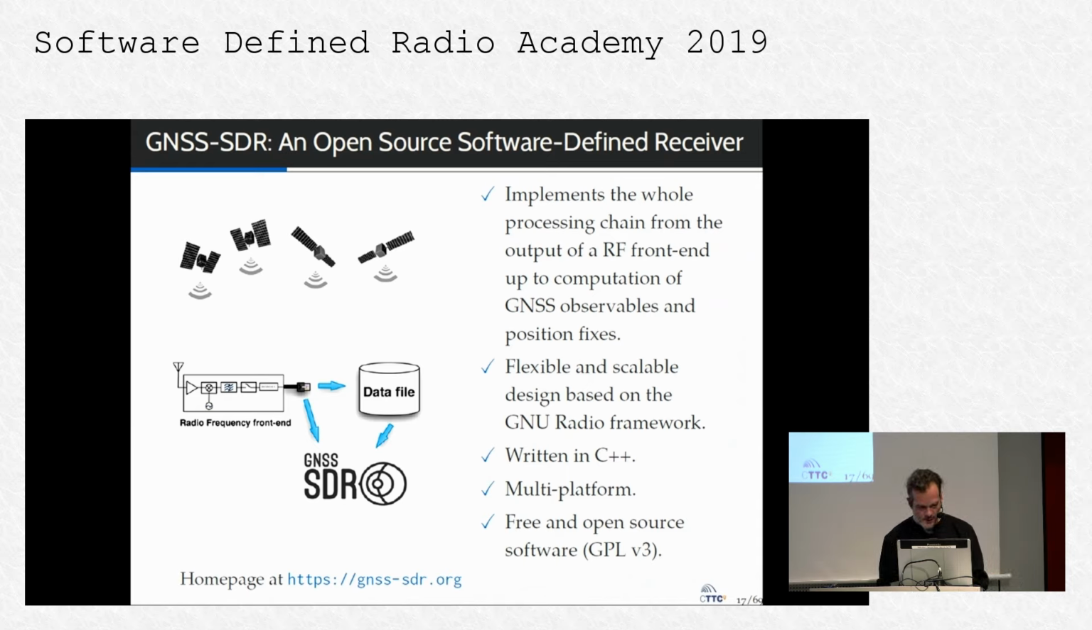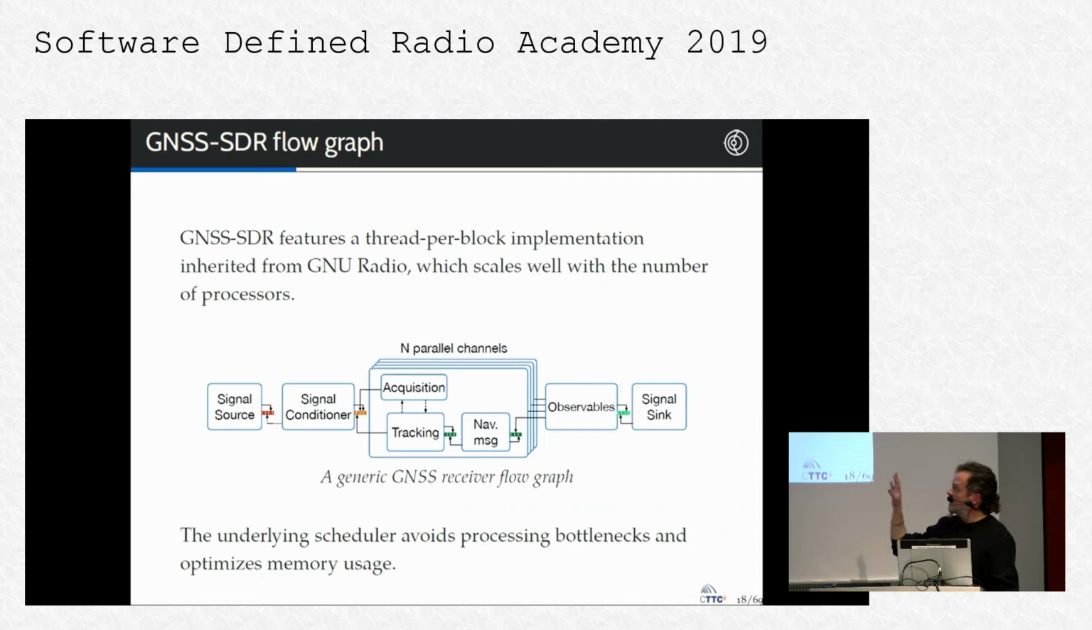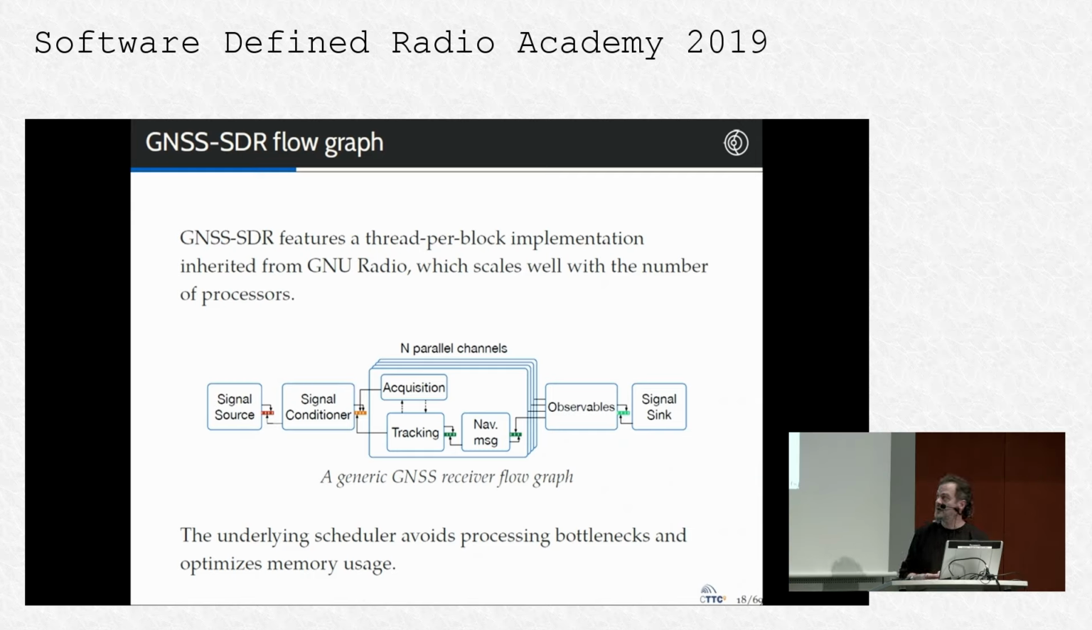So this is a generic flow graph for GNSS-SDR, in which we have a signal source. Then we have a block which we call signal conditioner, which is about filtering and bringing the samples to baseband if they are not already there. And then we have any number of parallel channels that are all doing the same, each one for one satellite. And each one just does signal acquisition. That means knowing what satellite is actually in the sky.